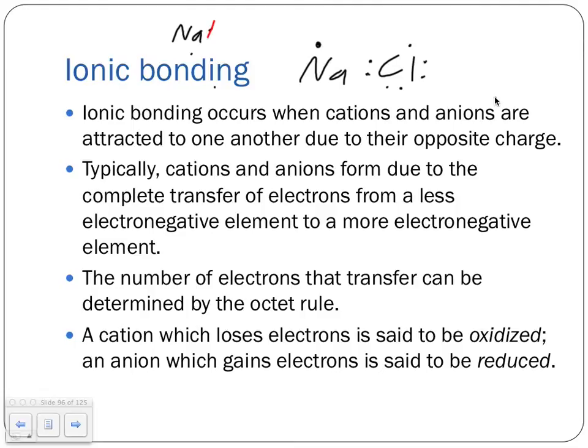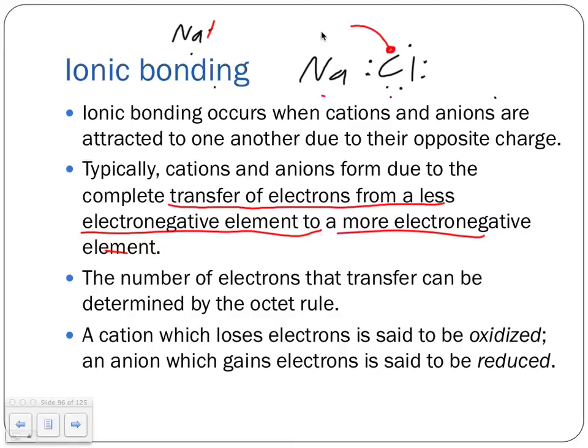It's going to want to go to the chlorine because the chlorine is the more electronegative element. So we'll have a transfer of electrons from the less electronegative element, in this case the sodium, to the more electronegative element, which in this case is the chlorine. So what will happen is this electron right here will jump straight over to the chlorine. And when it jumps over to the chlorine, the sodium has this valence electron gone.